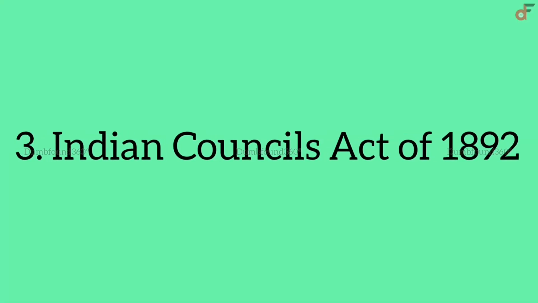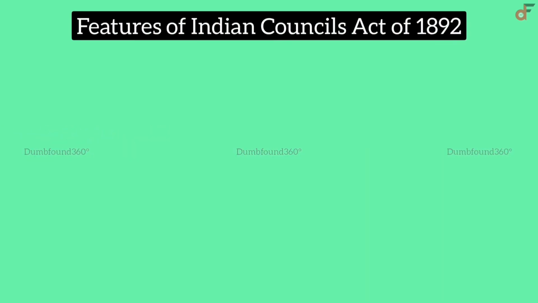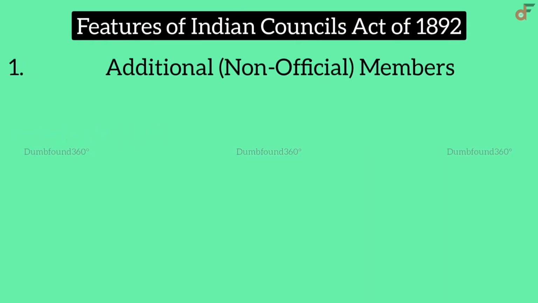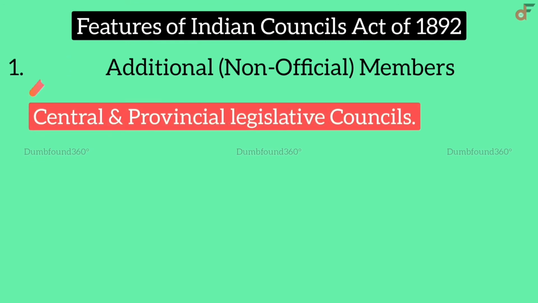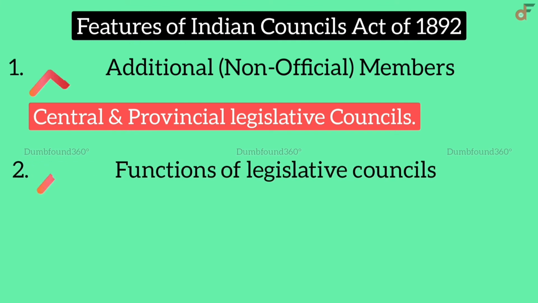Indian Councils Act of 1892. The features of this act were: 1. It increased the number of additional, that is, non-official members in the central and provincial legislative councils but maintained the official majority in them.